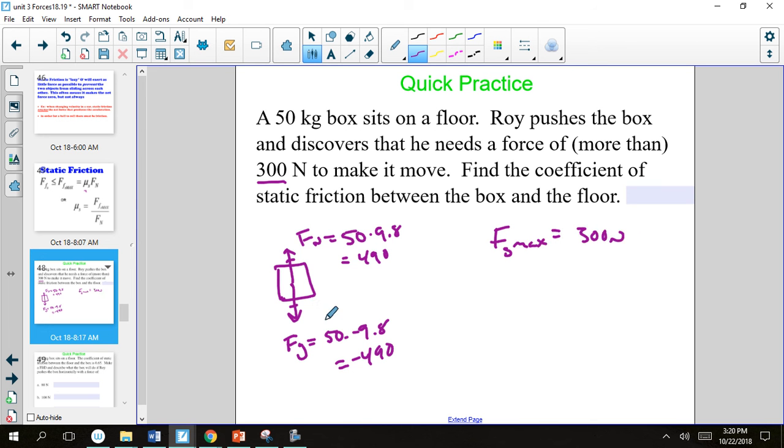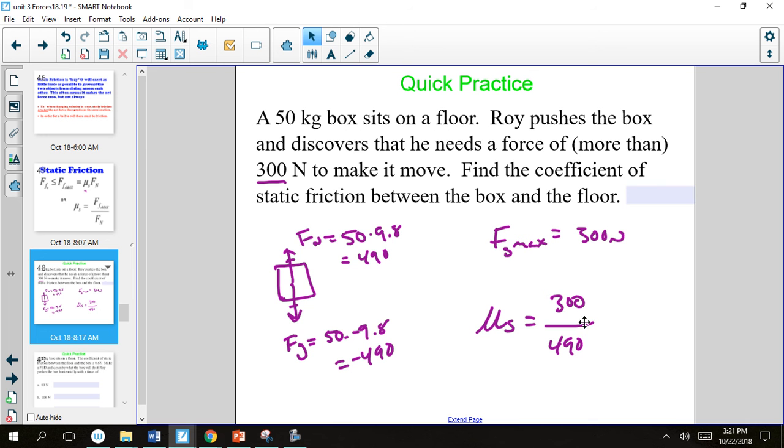And if you want to think to the left or the right, whatever, that doesn't matter. That's just a negative or positive sign for direction. Let's just call it positive. So what's the coefficient of friction? Well, our coefficient of static friction is equal to this 300 divided by our normal force, which is 490. And since it's a ratio, it does not have any units, so it's just 0.61.